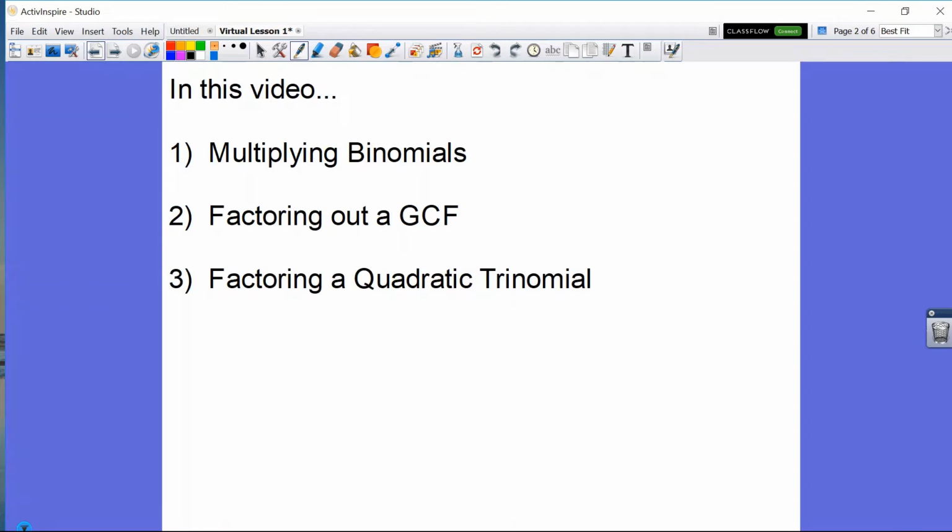In this lesson, we're going to review the three main skills we worked on the last week we were together. Please pause the video and find some paper to take notes. Title your notes, Lesson 1, Multiplying and Factoring Quadratics.